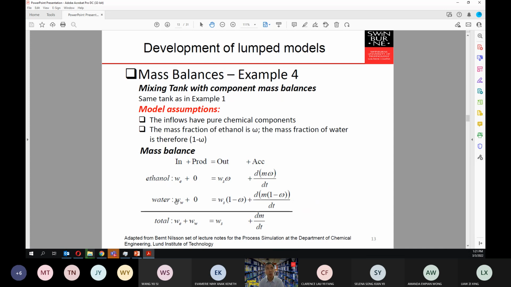Okay, in here we have a model assumption that the inflow is actually a pure chemical component. The mass fraction of ethanol is omega. The mass fraction of water is therefore 1 minus omega, because you only have two components in the system, ethanol and water. So you utilize this conservation law. For ethanol, you have this. For water, you have this. If you add these two, you will have the total mass balance on the bottom, right?